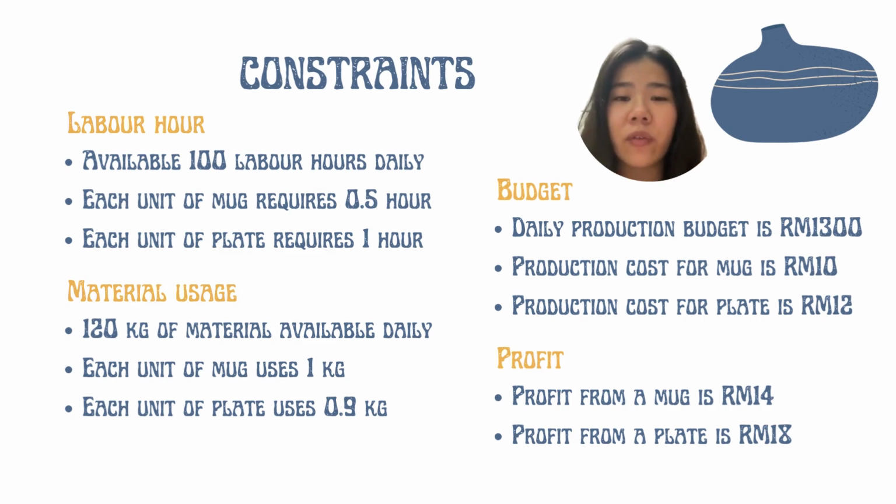The daily budget for production is 1,300 ringgit. Producing a mug costs 10 ringgit while a plate costs 12 ringgit. The profit for a mug is 14 ringgit and for a plate is 18 ringgit.